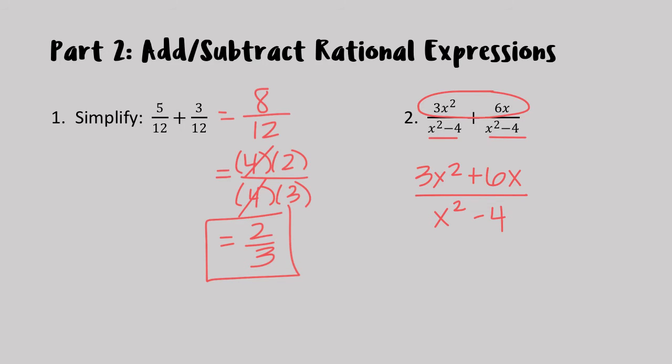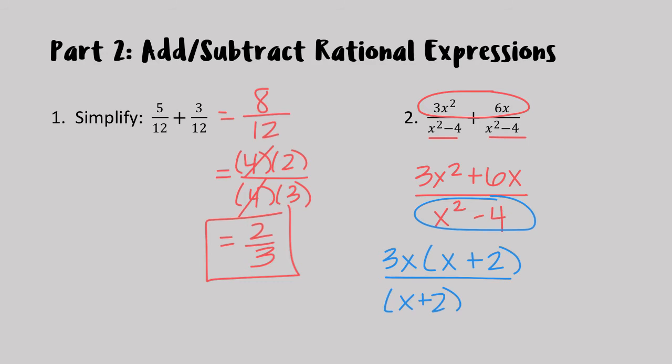But just like the last problem, once I've added the two fractions together, I want to see if I can simplify anything. So in the numerator, I can factor out a 3x. I'll have x plus 2. And then the denominator, this is another difference of squares. X plus 2 times x minus 2. X plus 2 over x plus 2 cancels out. And I end up with 3x over x minus 2.